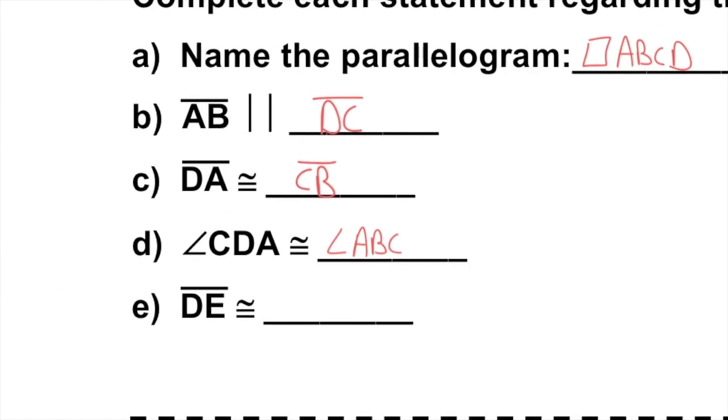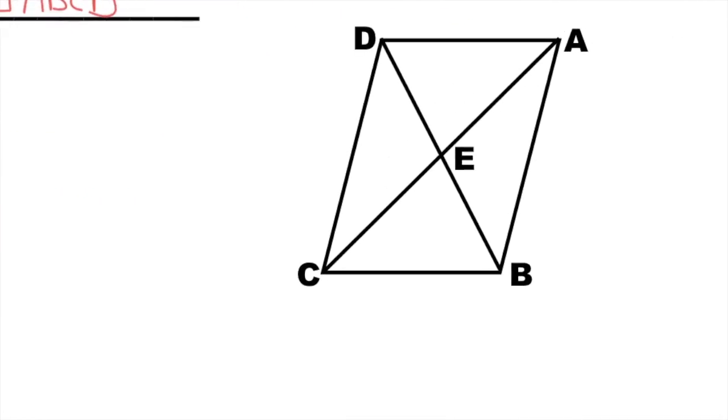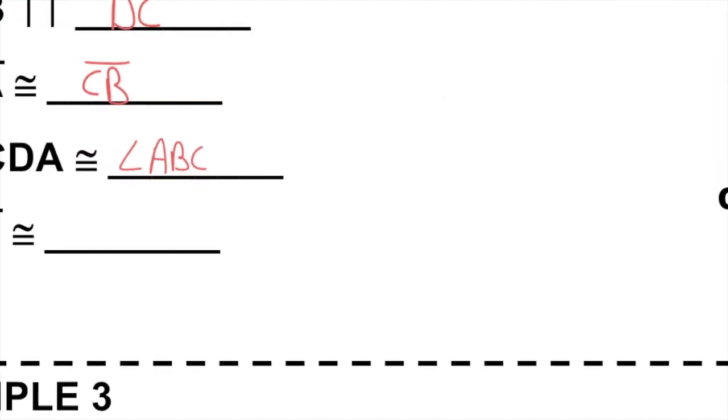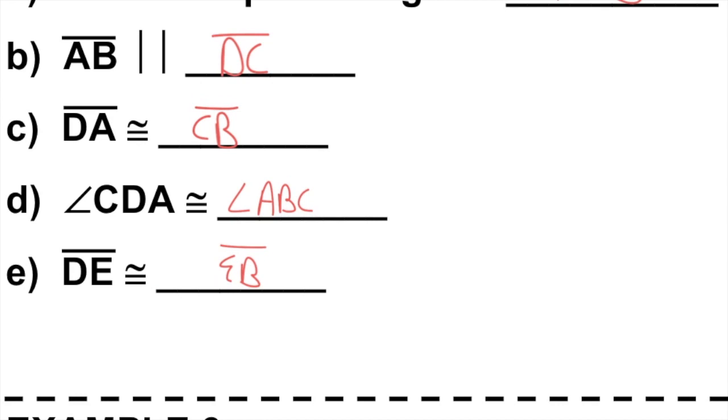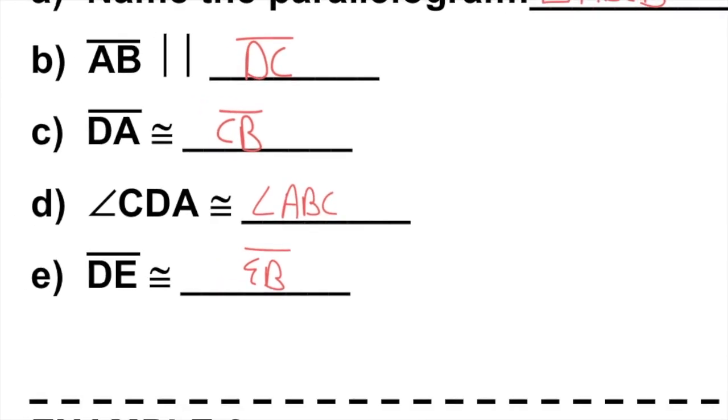Then last it says segment DE is congruent to. Well, DE is part of this diagonal there, and since diagonals bisect each other, the other part of that diagonal would be congruent. So I'd say segment EB. And of course, you could switch all these segments, like on the top one it could be CD or BC, or BE on any of those.